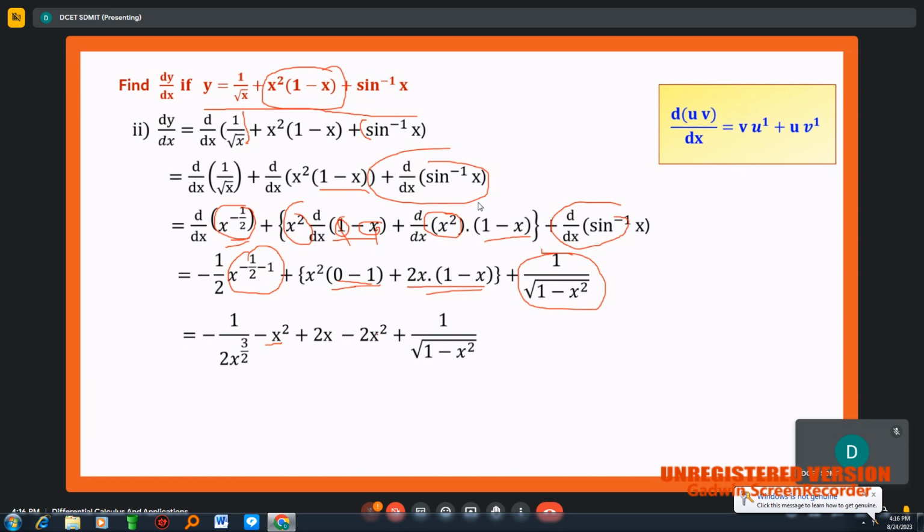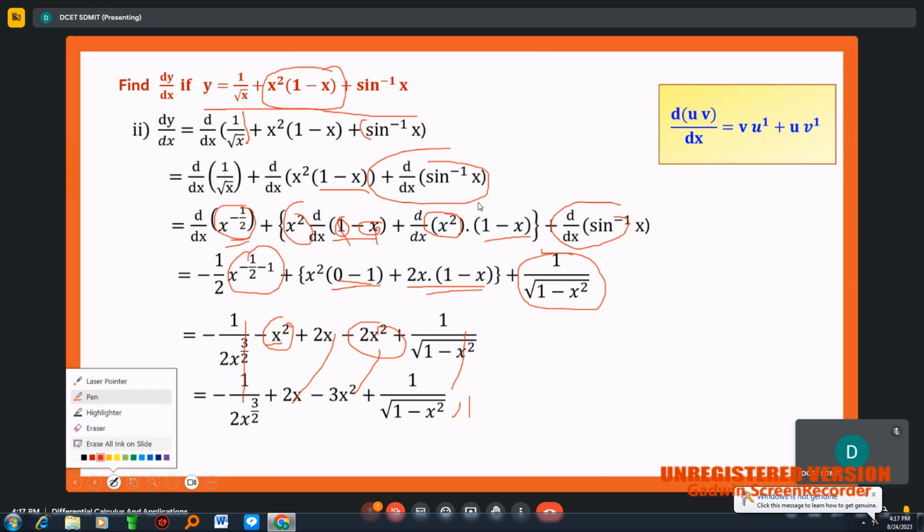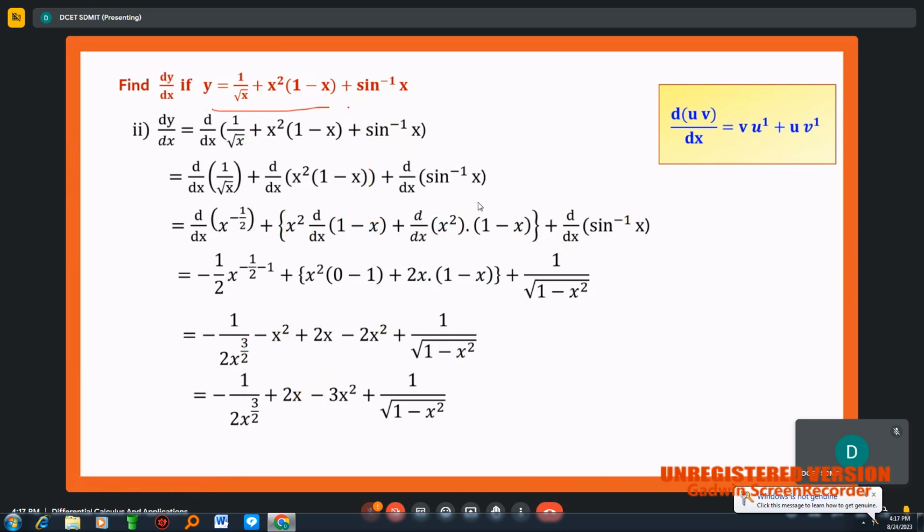Now simplify this term. 2x into 1 is 2x. Plus into minus is minus. 2x into x is 2x square. Plus this term is as it is. This is the required dy by dx. Minus x square minus 2x square is minus 3x square. This 2x is as it is. This term is also as it is. This term is also as it is. This is the required dy by dx of given y is equal to 1 divided by root x plus x square into 1 minus x plus sine inverse x.